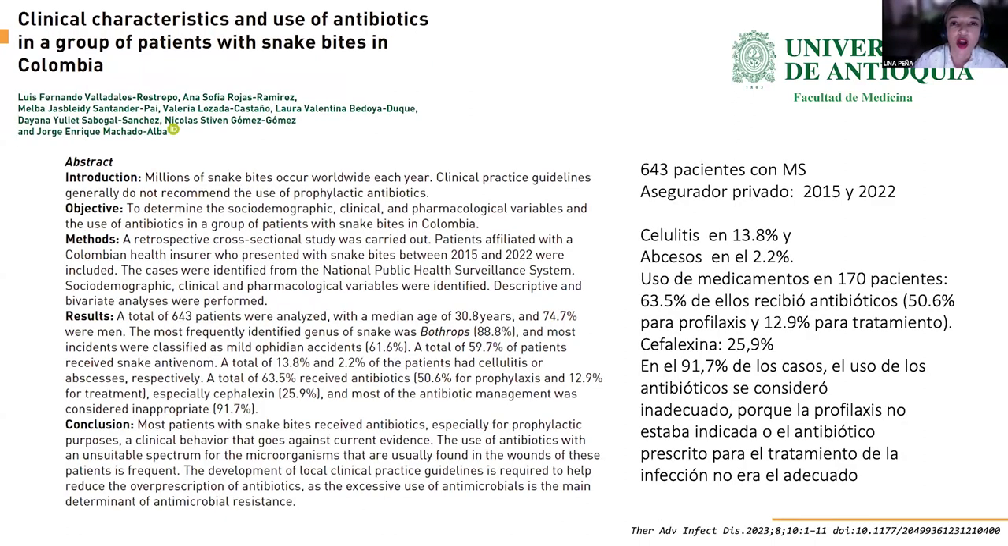De hecho, un estudio en Colombia encontró que en pacientes que tenían diagnóstico presuntivo de infección, se usaron antibióticos inadecuadamente en el 91% de los casos.